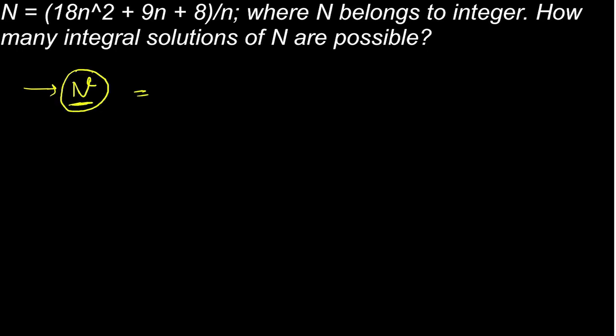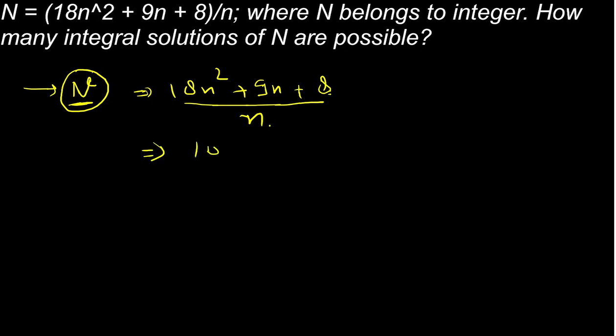Okay, so this is 18n square plus 9n plus 8, and this number is divided by 9. Okay, so these are some pattern questions. So straight away we can start with this, because we want this to be an integer, we should find out which number is going to make this non-integer.